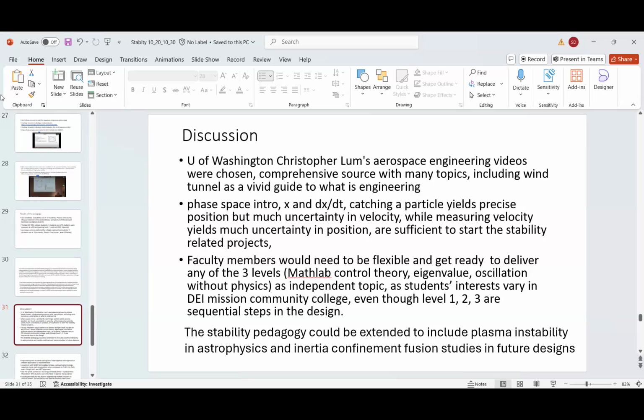Faculty members need to be flexible and get ready to deliver any of the 3 levels, MATLAB, control theory, eigenvalue, oscillation without physics, as independent topics as student interests vary. The stability pedagogy could be extended to include plasma in astrophysics and inertial confinement fusion studies in the future.